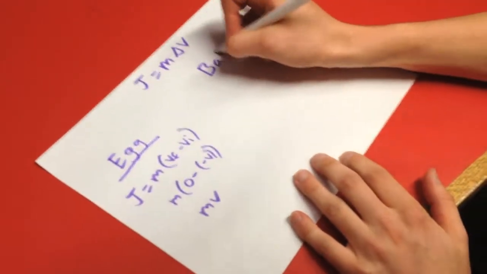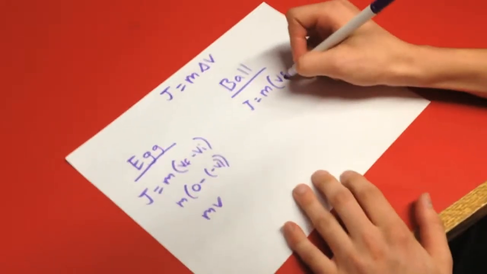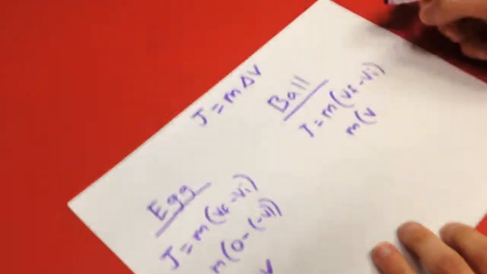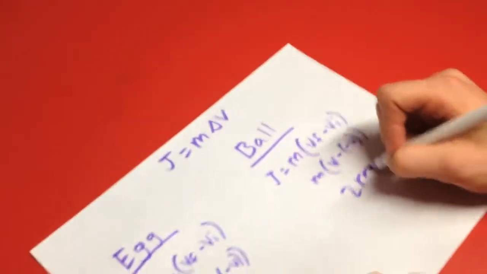For the ball, the impulse is m times v final minus v initial. V final for the ball isn't 0, it's v minus another negative v, so 2mv for the ball.